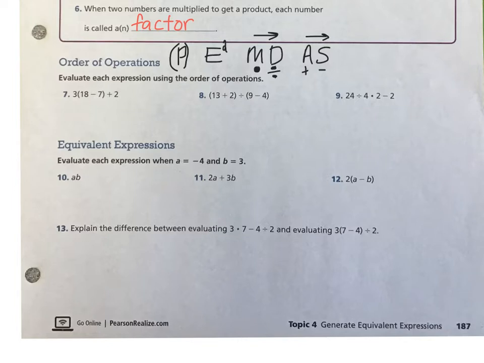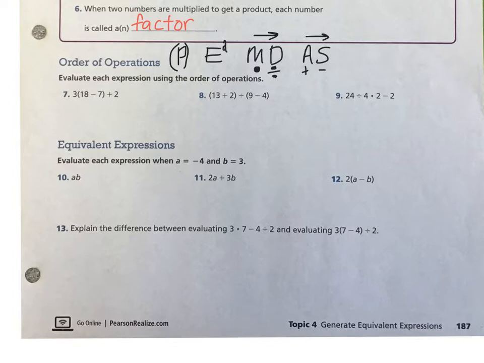So please keep these order of operations in mind as you solve questions 7 through 9, especially. Those are all number-only terms. And then as you work on 10 through 13 at the bottom, go ahead and pause the video while you do that, and then come back and check your answers. Please make sure that you show your work.